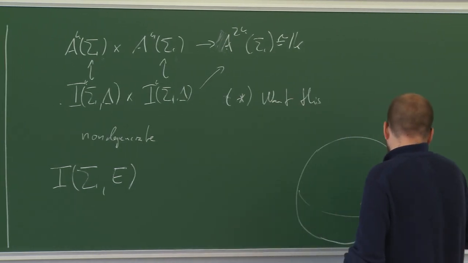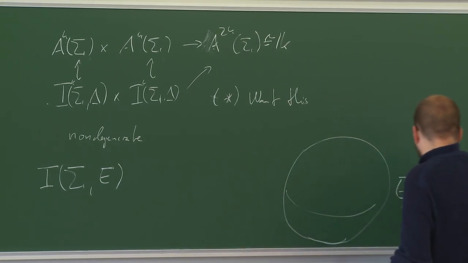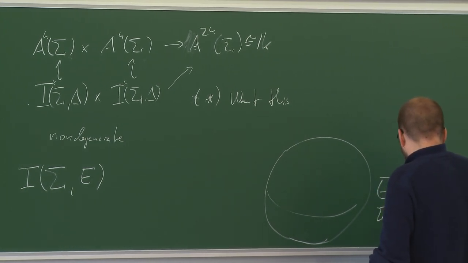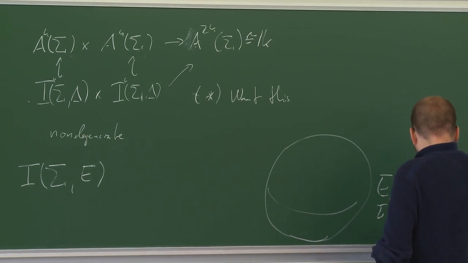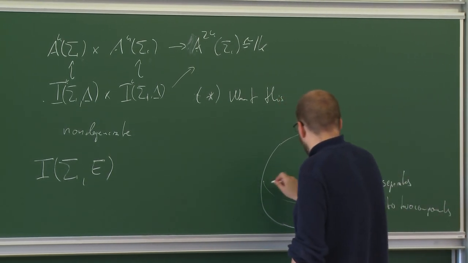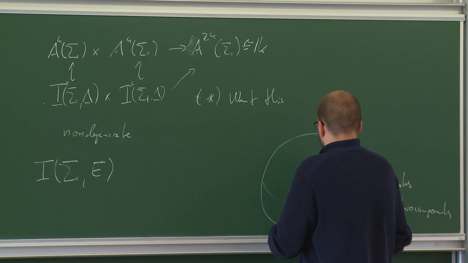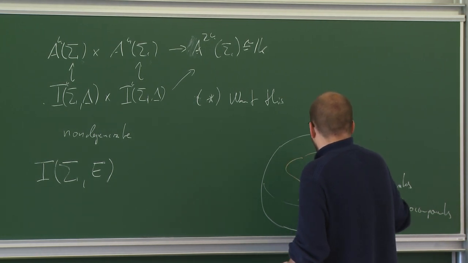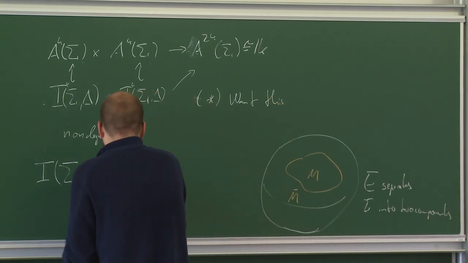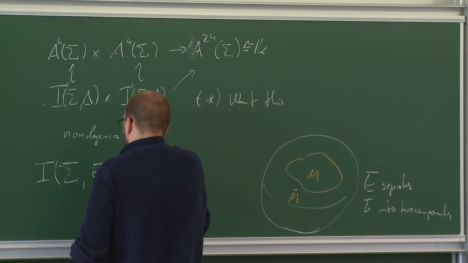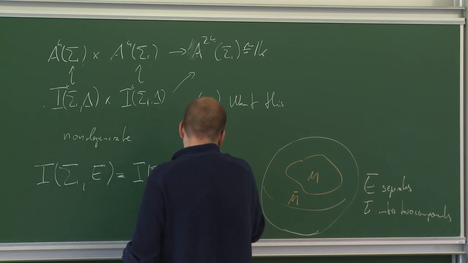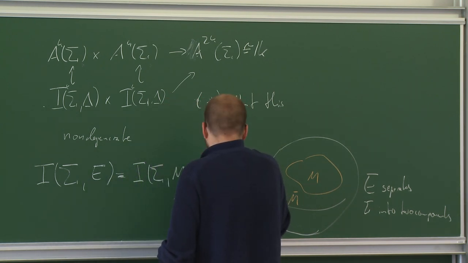So E separates sigma into two components, a component M and a component M bar. And again, these two components span my ideal.